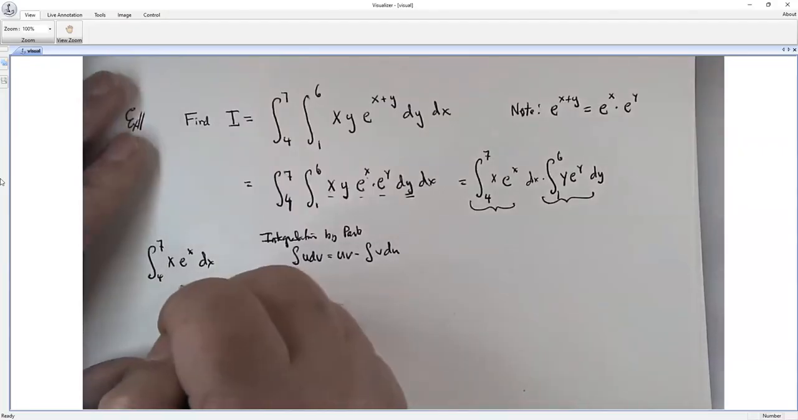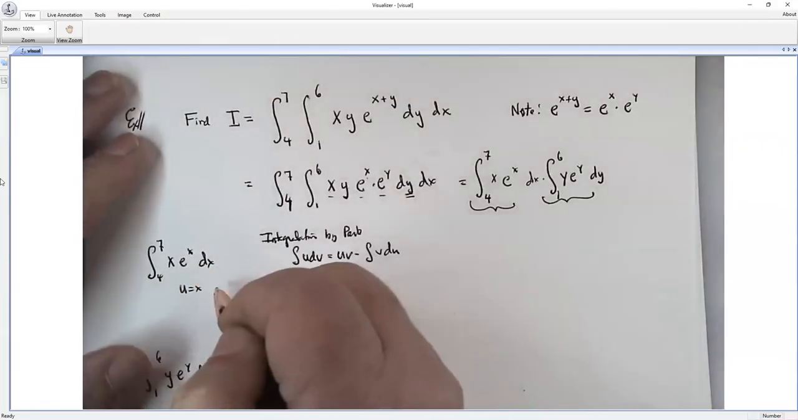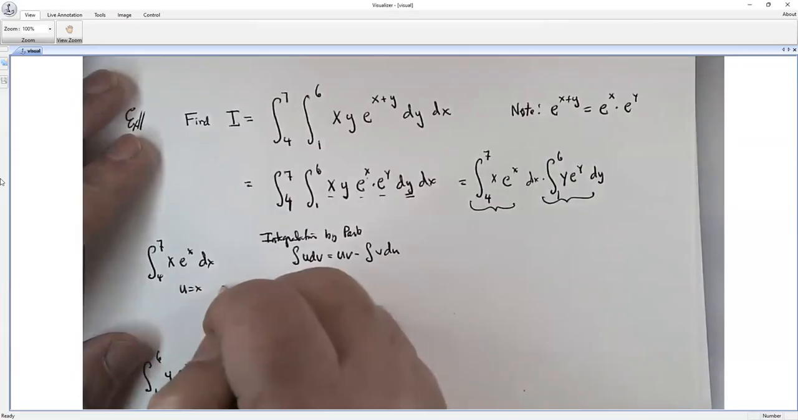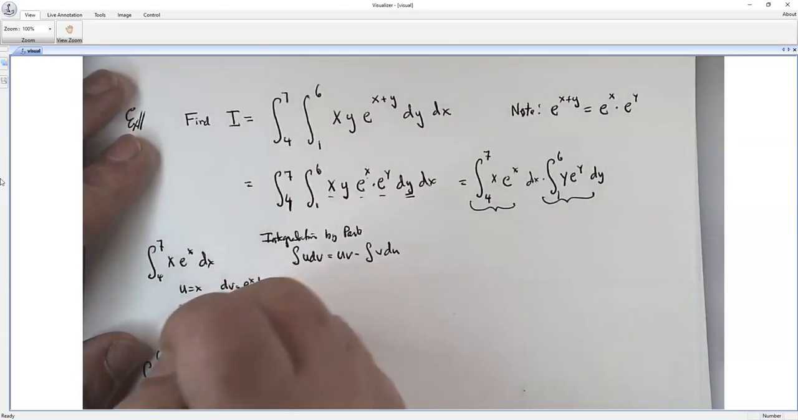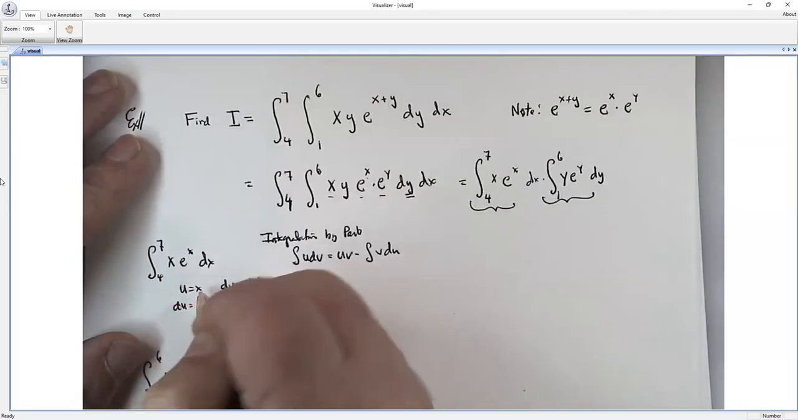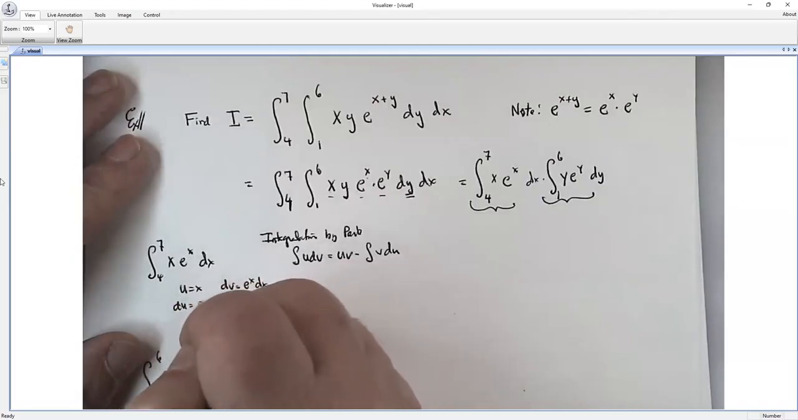Here, I'm going to let u equal x. This is integration by parts, not u substitution. dv would be the rest of it, which is e to the x dx. This means that when I take my derivative, du, the derivative of x with respect to x would be 1 dx.